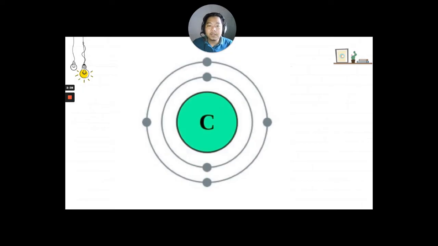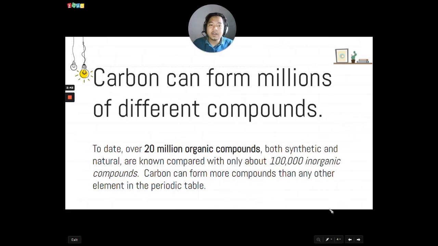In short, carbon is so important that we separated the entire discussion on carbon into organic chemistry. It branched out into its own, and now scientists are focusing more of their efforts on discovering carbon compounds, because as of the moment there are 20 million organic compounds. In fact, just as trivia, carbon can form more compounds than any other element in the periodic table. That's how amazing carbon is.